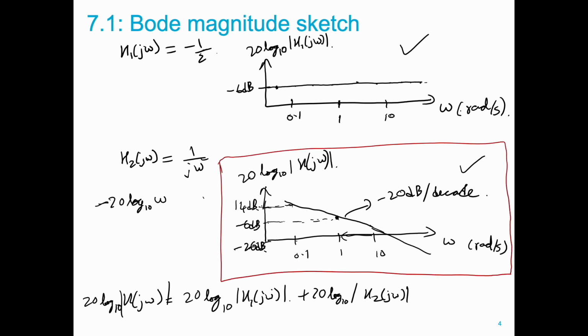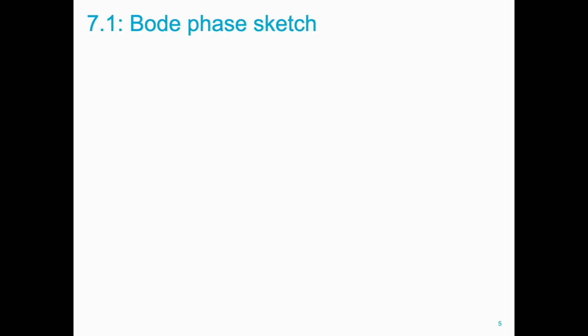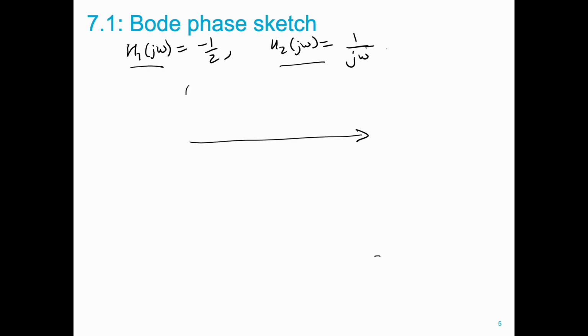All right. Now let's take a look at the phase sketch. The procedure remains the same. So first we decompose H(j omega) as a product of H1(j omega) and H2(j omega). Now we have to figure out the phase of each of these functions with frequency. So let me mark those points again: 0.1, 1, 10, and you could also have 100, etc. Let's first sketch the phase of H1(j omega).